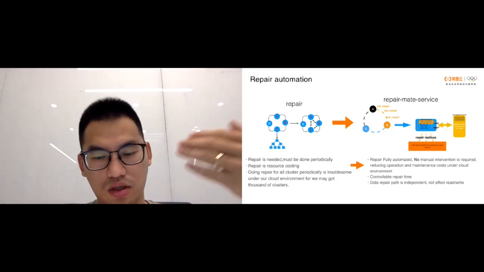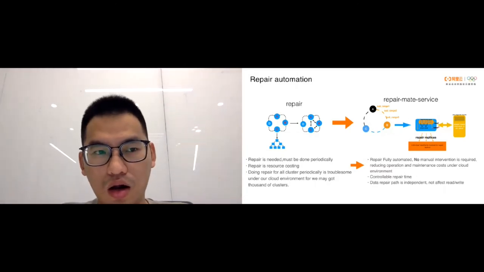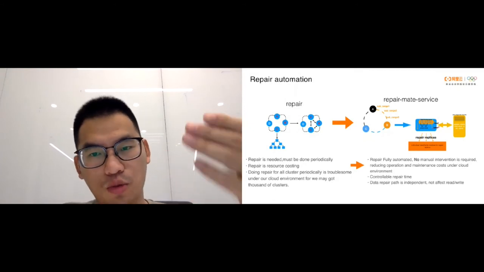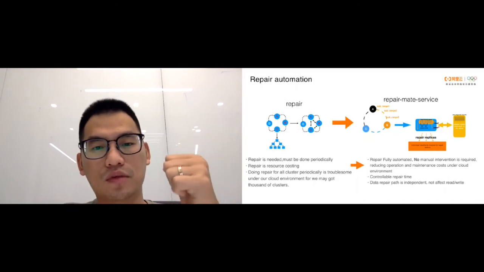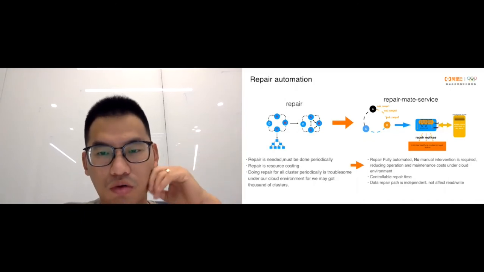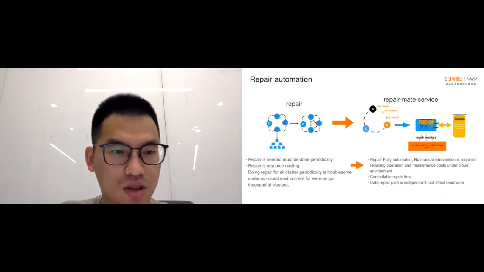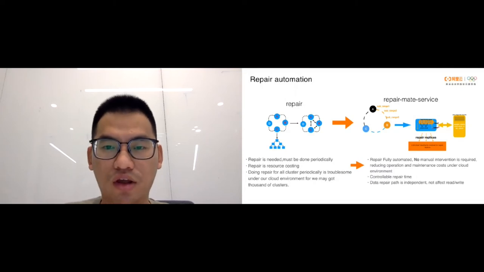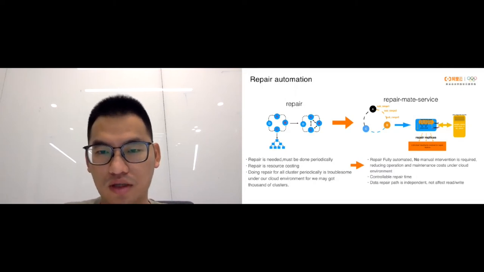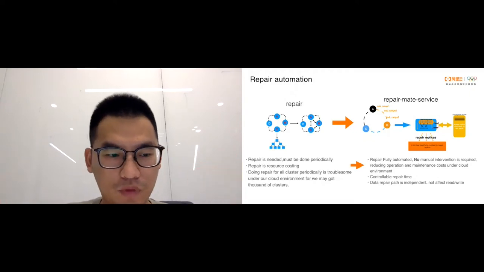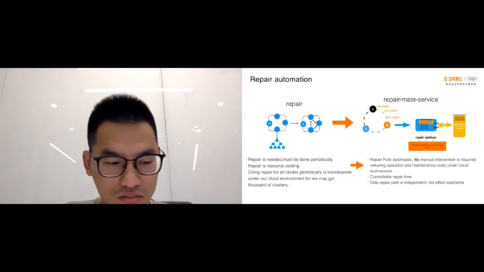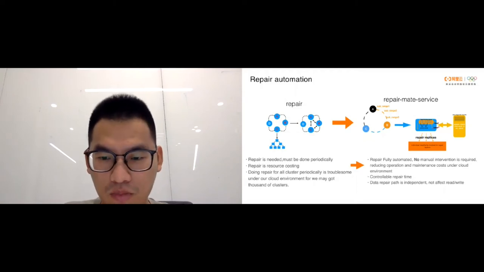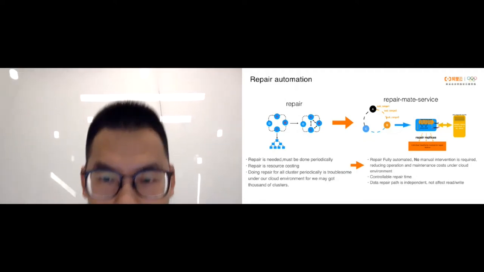We don't want our automated repair to take much time, so we want the time to be controllable. So we have abandoned Apache Cassandra's repair method, and we have implemented our own repair mate service, which does the data repair automatically. That's an introduction to our method.